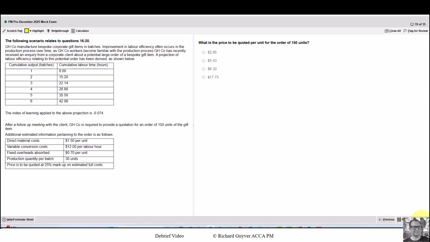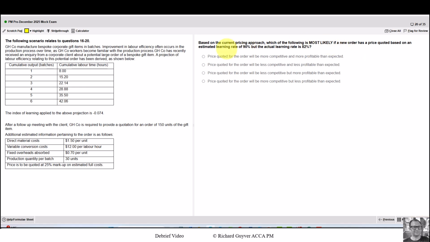This is a calculation, so that's not an outlier. And this question: based on the current pricing approach, which of the following is most likely if a new order has a price quoted based on an estimated learning rate of 90%, but the actual learning rate is 82%. So this is an outlier. We're just being asked, what are the impacts of getting the learning rate estimate incorrect? So let's walk through the steps of what happens if instead of it being 90%, the learning rate is 82%.